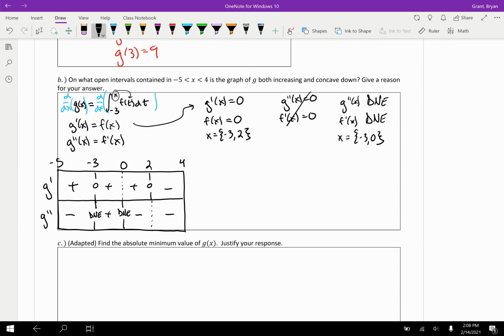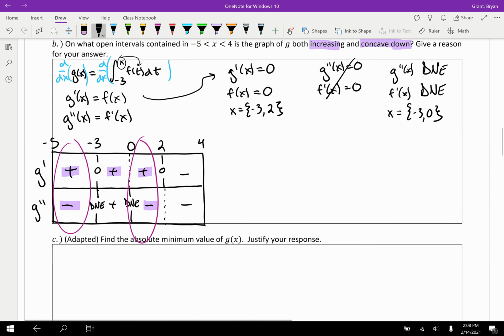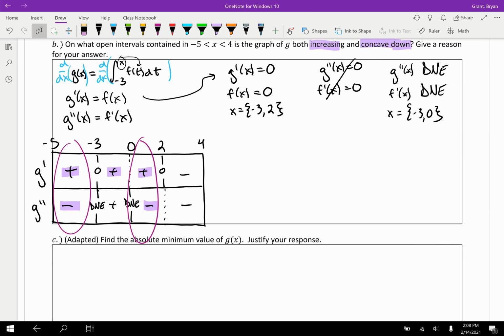From here, we're looking for both increasing and concave down. So here are my 3 increasings. Here are my concave downs, and so we can see the overlap occurs on these 2 intervals, and so now we conclude. Give a reason for your answer. Alrighty. I'm going to be probably overly wordy here just because I don't want to miss anything, but let's begin.